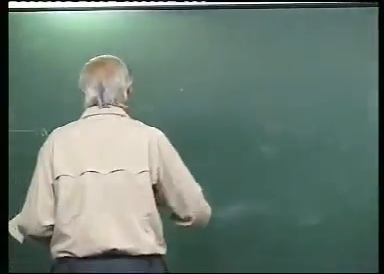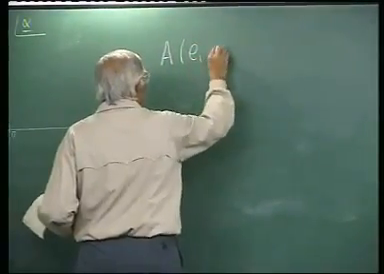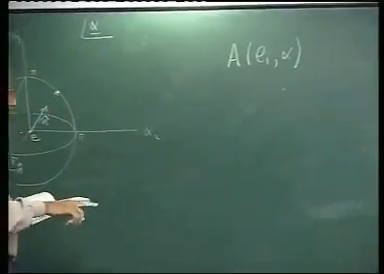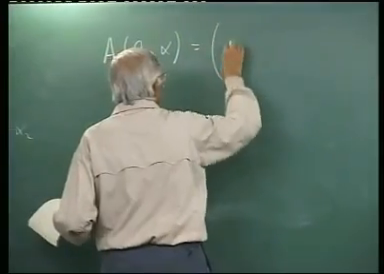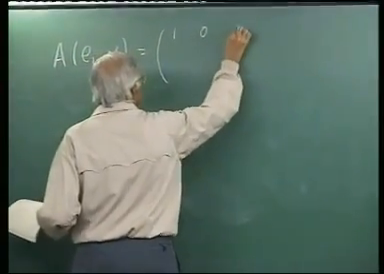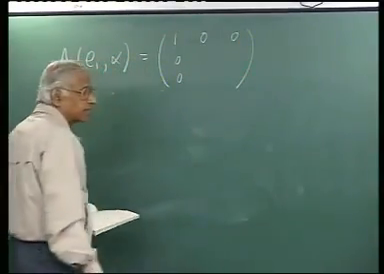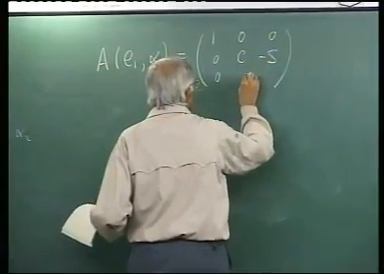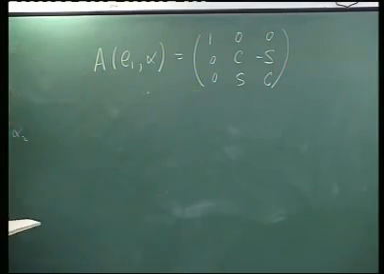I will write them here. You should tell me. The SO2 subgroup made up of rotations around the x-axis. What are those matrices? Well, the x-axis is not affected. Only y and z suffer a rotation. So I will just write sine, cosine, minus sine, sine, cosine. S means sine alpha, C means cosine alpha.